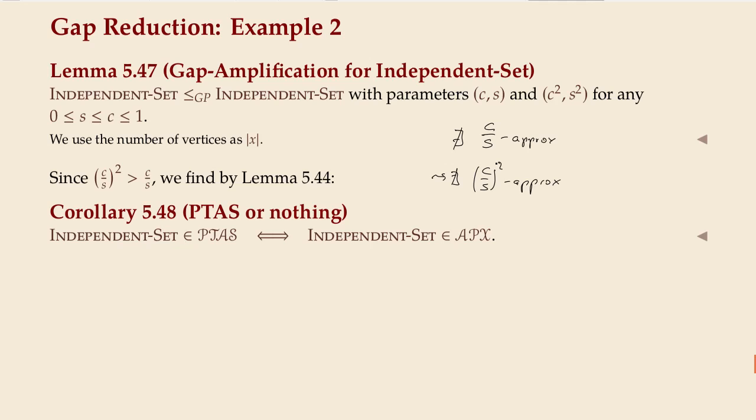And because C divided by S is greater than 1, this is larger. So that's why you have this corollary: either there is an approximation ratio of any guarantee, or there's no fixed ratio approximation at all with constant approximation ratio. Because essentially you can use these sizes a constant number of times to get to any fixed number.